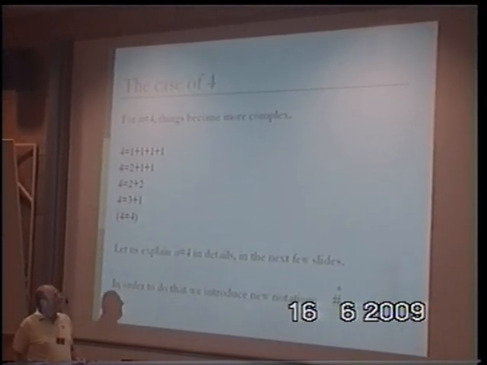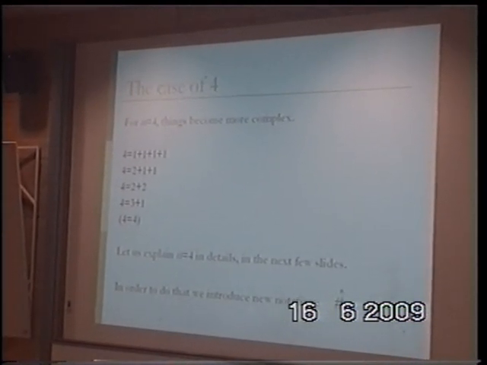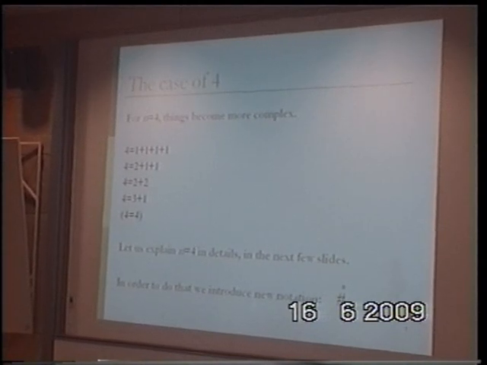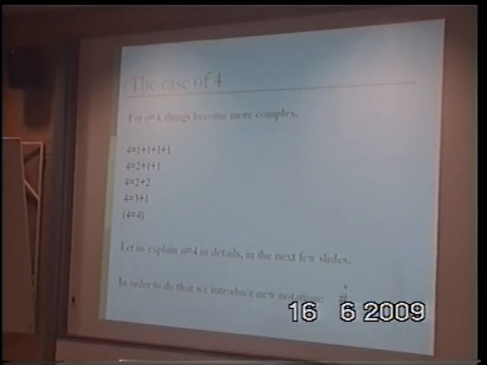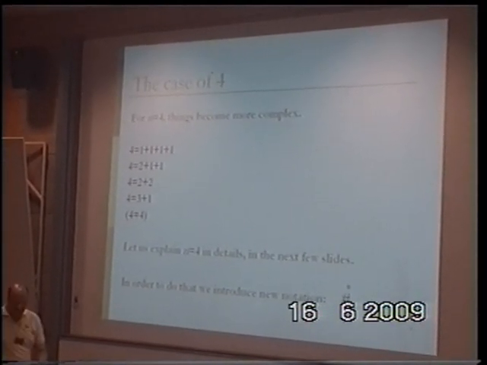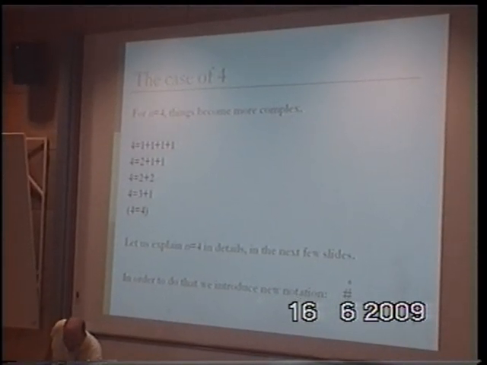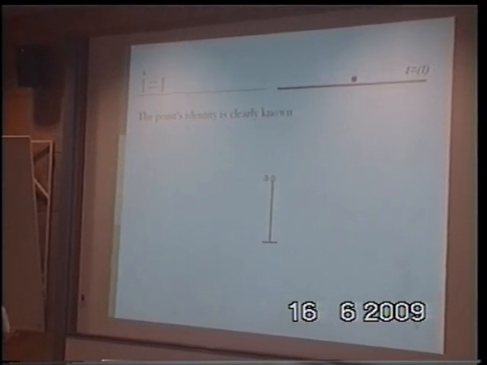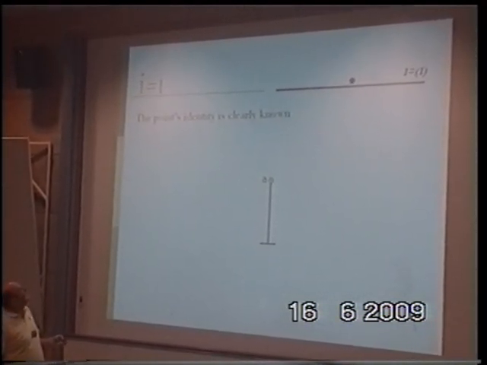Let's study in detail the case of 4. For that we are bringing a notion of 3. We present a number by 3. Let's see how we do it. We have 5 partitions, and we will present them. But first of all, I will introduce you to the notion of the 3. When we have 1 bit, it's very simple. There's complete certainty. The point identity is clearly known.